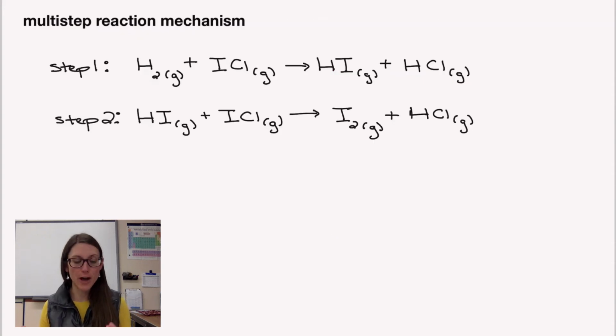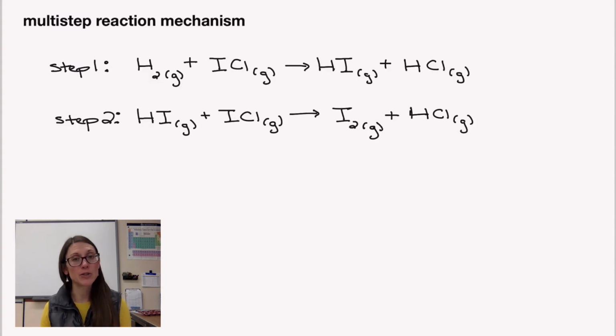Well, what if a mechanism has more than one step? Most do. What's going on? How do we deal with it? How can we understand what's happening? The example that I have below has 2 steps. So in the first elementary step, we have hydrogen gas reacting with iodine monochloride to form hydrogen iodide and hydrogen chloride. And in the second step, we have hydrogen iodide reacting with another iodine monochloride molecule to form iodine and another hydrogen chloride. So how do we understand what's going on?